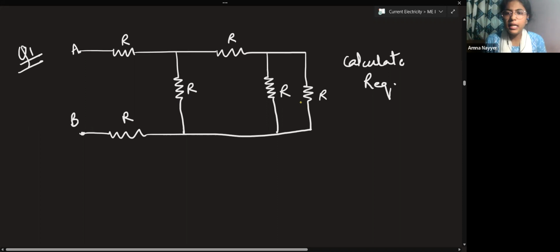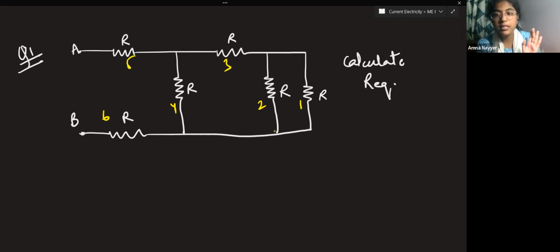So let me name these resistors. Let's say 1, 2, 3, 4, 5, 6. I have named all the resistors. Now, if I look at the first and second resistor, if I look at both these resistors, see, here a branching has occurred. It means both of these resistors must be connected in parallel. So current across them is different, potential across them is the same.